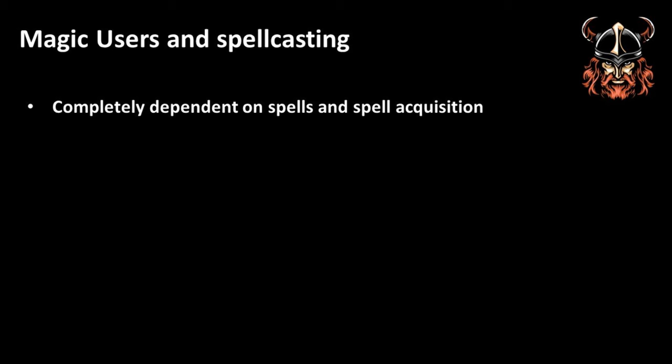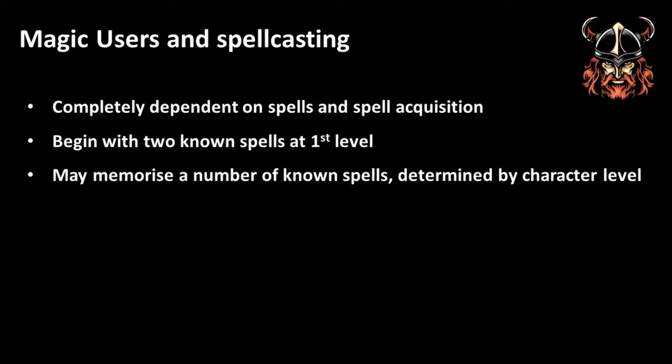The rules state that first level magic users begin with 2 first level spells recorded in their spellbooks. These spells are usually determined by the dungeon master, but this can vary from campaign to campaign. In BECMI and most old school versions of the Dungeons and Dragons game, magic users can memorize a number of spells from what they have available, that is, from the spells that they know. The number of spells that can be memorized is dependent on the magic user's level.